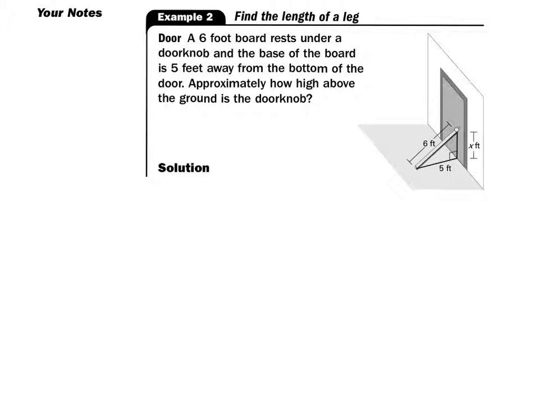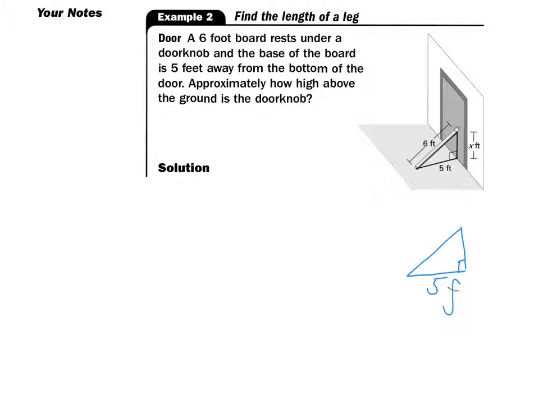A 6-foot board is resting under a doorknob, and the base of the board is 5 feet away from the bottom of the door. Approximately how high above the ground is the doorknob? So if I take this triangle here, we know that it's a right angle because, let's hope the door is perpendicular. It's not slanted, right? It's perpendicular to the floor.